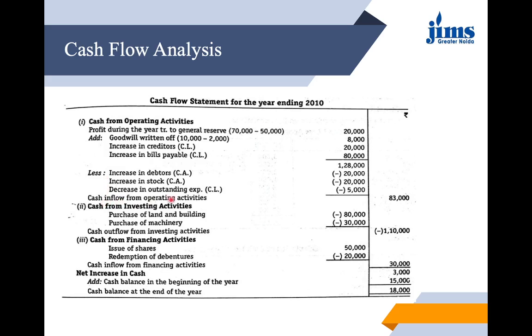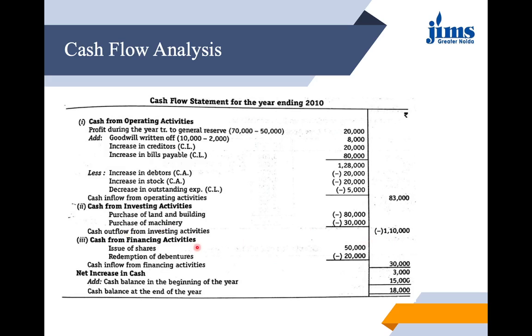Finally, we are able to obtain the cash inflow from operating activities as 83,000. A positive amount is there. Then cash from investing activities: we have purchased land and building and machinery. We have just seen that from the question. So the amount is marked as an outflow here. Why? Because the amount is in minus. So it's minus 1,10,000.